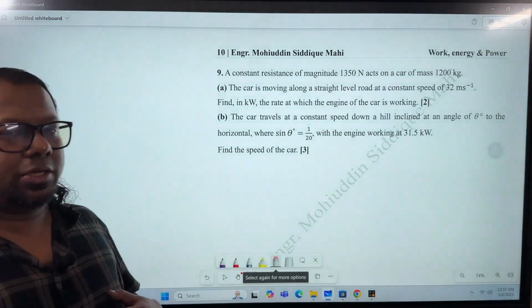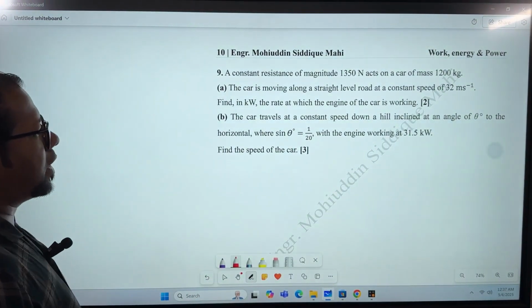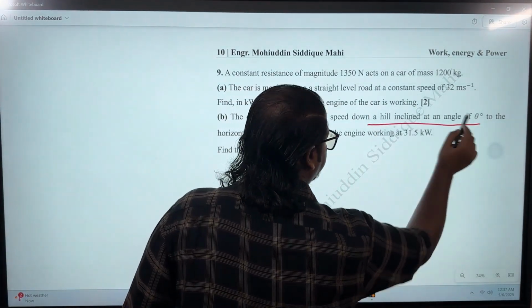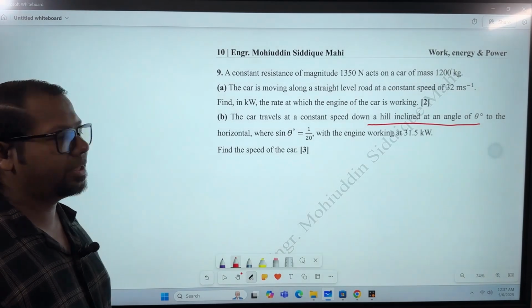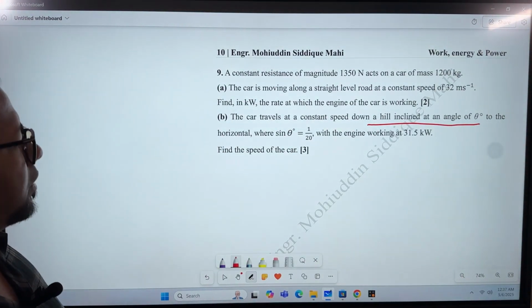Okay, fine. So let's move on to question B. The car travels at a constant speed down a hill inclined at an angle of theta degrees to the horizontal, where sine theta is 1 divided by 20, with the engine working at a rate of 31.5 kilowatt. Find the speed of the car.